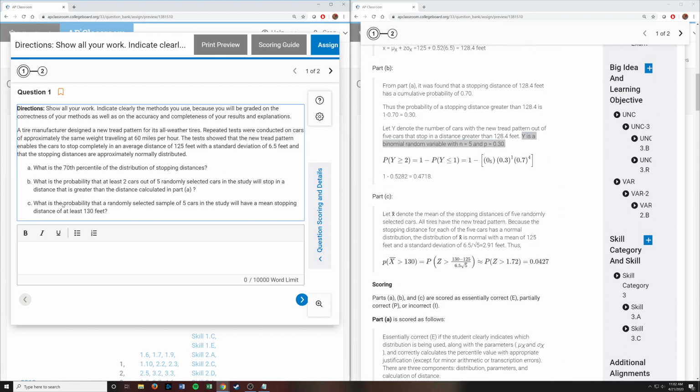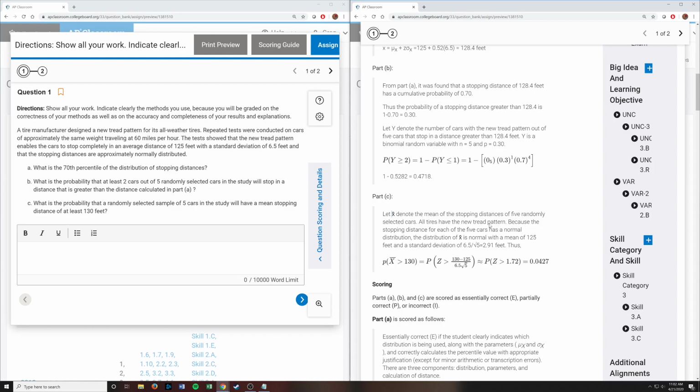Okay, part C. What is the probability that a randomly selected sample of 5 cars will have a mean stopping distance of at least 130 feet? Okay. So we use normal for part A, binomial for part B. They're now asking about something involving a sample of 5 cars. So we're now using a sampling distribution model here, because they want to know something about a sample of 5 cars, not just one. So for part C here, we're talking about X bar, the sampling distribution of the mean.